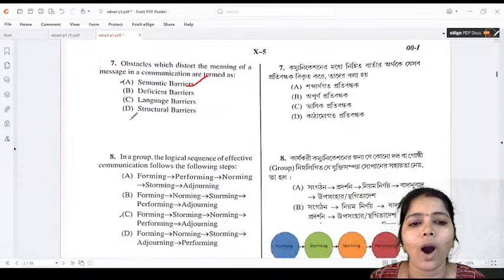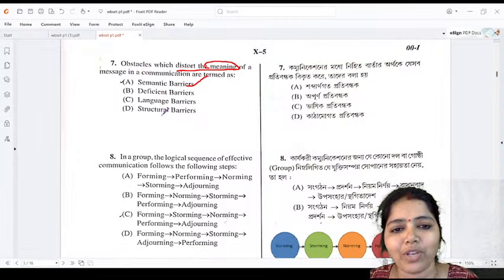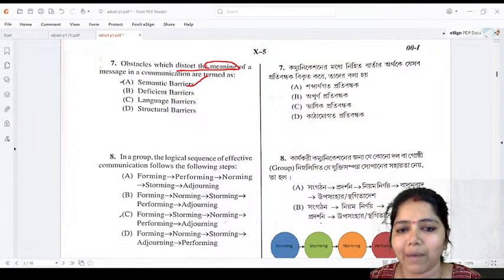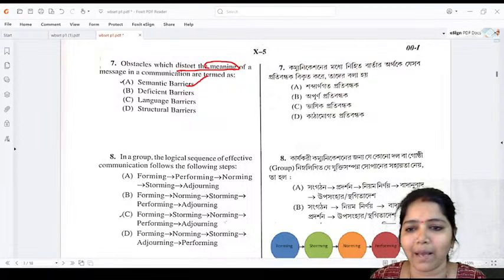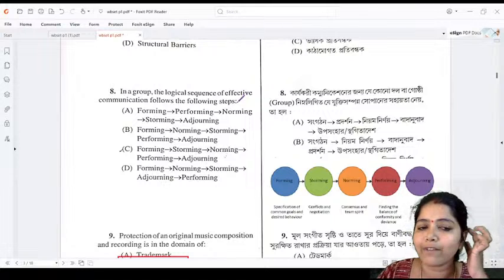Yes, next one. Obstacles which distort the meaning. Meaning is the keyword. A message in communication that distorts meaning is called what? It's semantic barrier. Yes, semantic barrier. Very good.